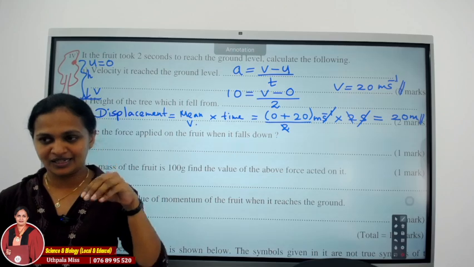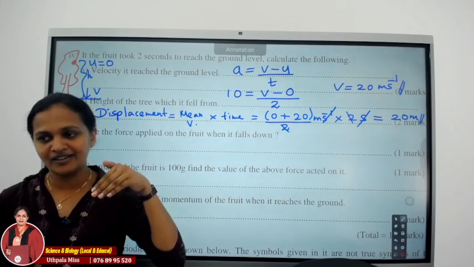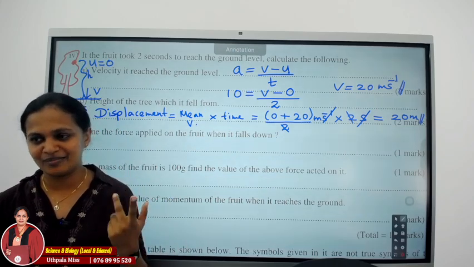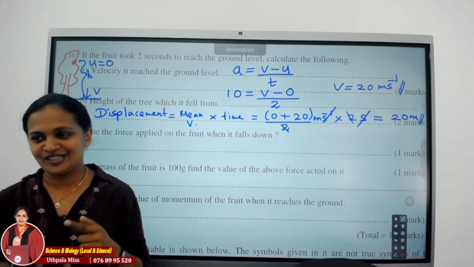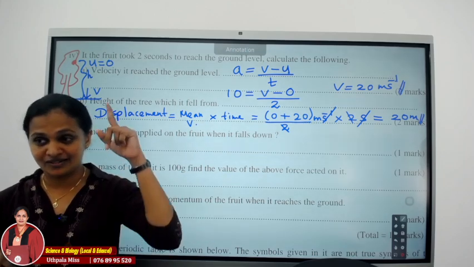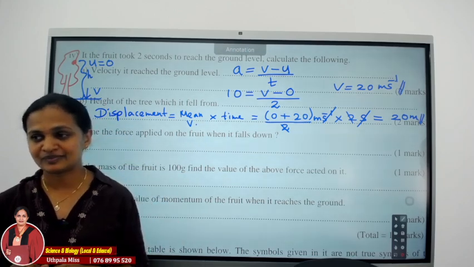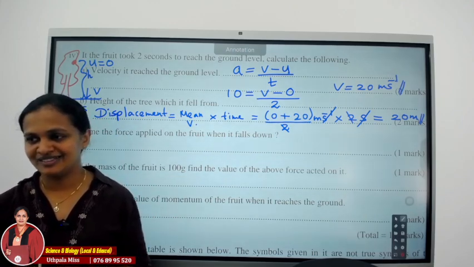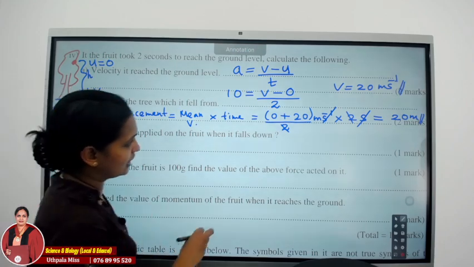The velocity increases by 10 ms^-1 every second. If 2 seconds have passed, it reaches the ground at 20 ms^-1. If it is 20 ms^-1, it was attached to the tree 20 meters above the ground level. Right? We can answer this with a graph as well.